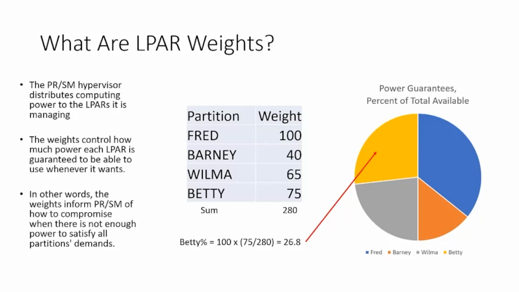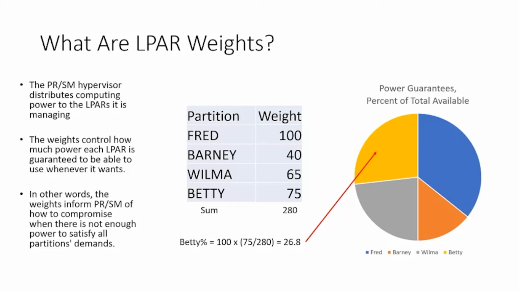So the PR/SM Hypervisor distributes computing power to the LPARs it's managing, and these numbers called the LPAR weights control how much power each LPAR is guaranteed to be able to use whenever it wants. In other words, these weights inform PR/SM of how to compromise when there's not enough to go around. Now, any of you who have ever shared a closet, a clothing closet, with somebody else are very well familiar with the notion of weight.